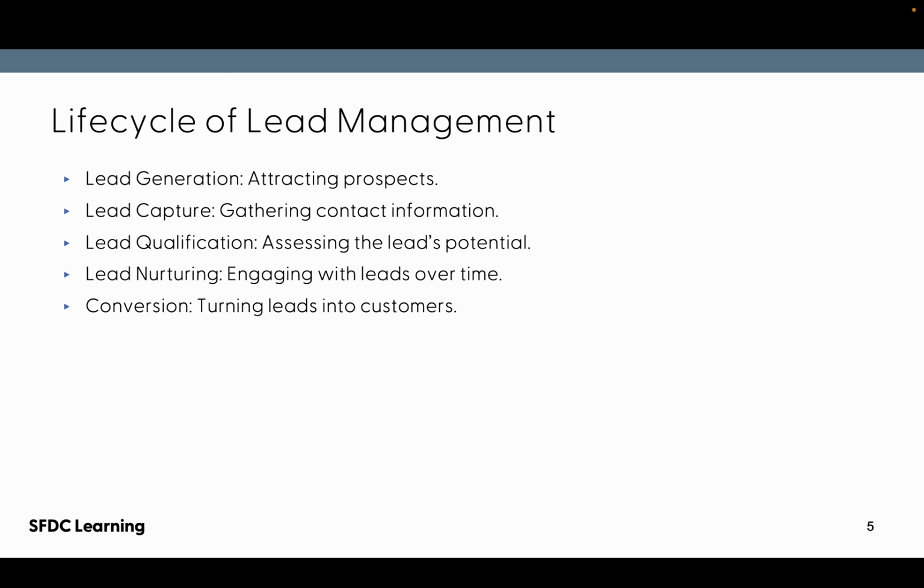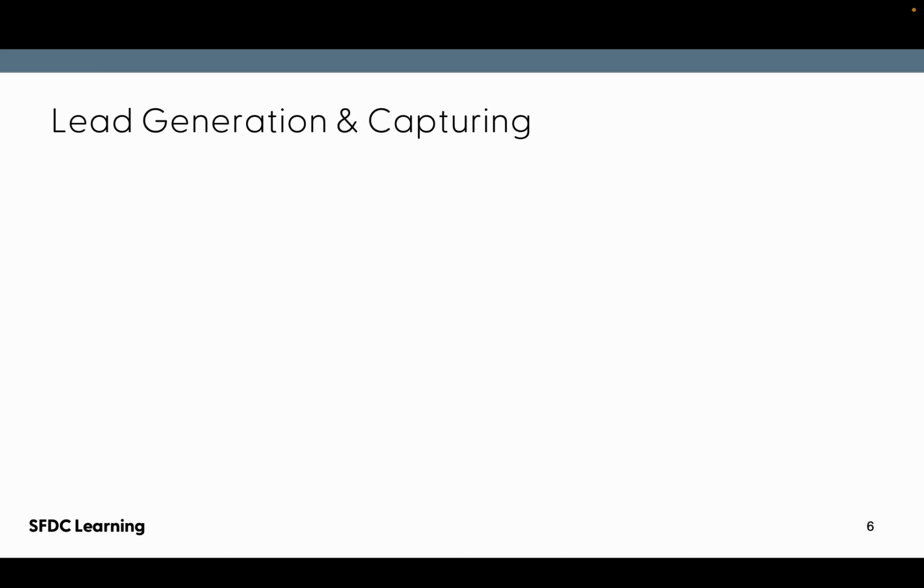Then lead conversion, that is turning leads into customers. That means once the leads are nurtured and the person we are reaching out to is happy to go ahead with our offer or to try out our product, we convert that lead. So that is the process of converting a lead into a potential customer, right?